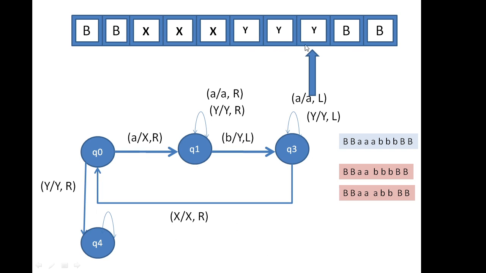Finally, what you will get is that all your Y's are over, and you'll keep moving. So your X will remain X, all the Y's will be finished, and you'll get a blank. So when you get a blank, you let the blank be as it is and move left. So you will know that you have reached the final state.